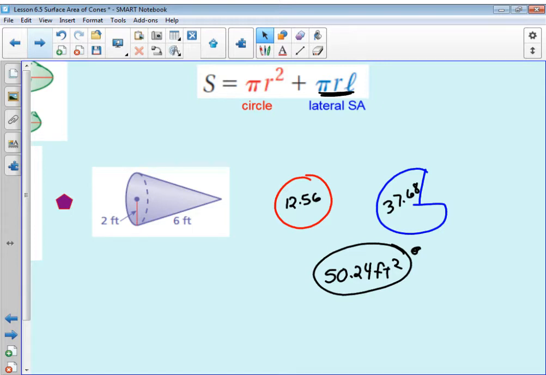The key thing on this is you have two parts that make up the surface area of that cone. Those parts include the area of a circle, which is a previously learned concept. That's not anything new. And then adding on your lateral surface area. This is a new formula. So remember that the lateral surface area is going to be pi times your radius times your slant height. Adding those two together will give you the total surface area. Good luck with this.